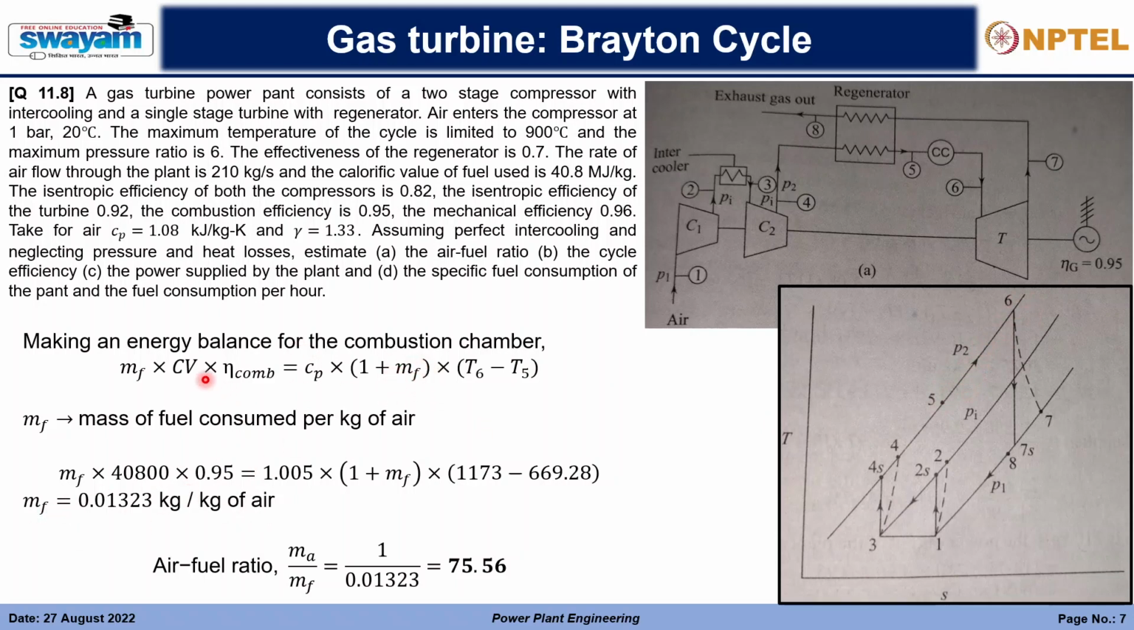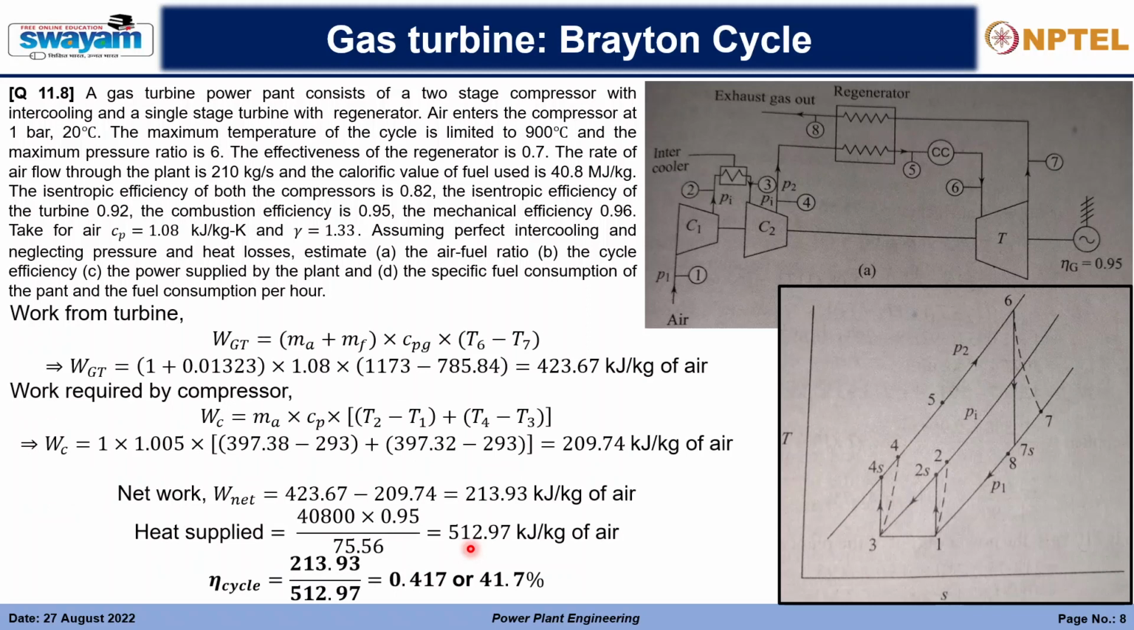So we do not know the mass of fuel being added to increase the temperature from 5 to 6. After solving this we will get the mass of fuel to be 0.013 kg per kg of air. Per kg of air it is being calculated. We know the air fuel ratio is the mass of air divided by mass of fuel, so we will simply divide it and get the air fuel ratio. So this is the air fuel ratio we need for this process.